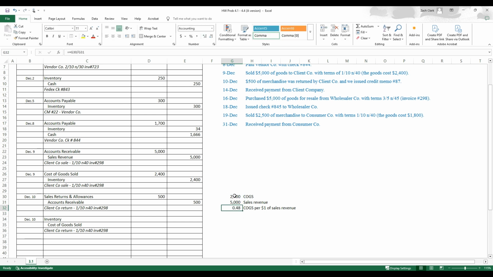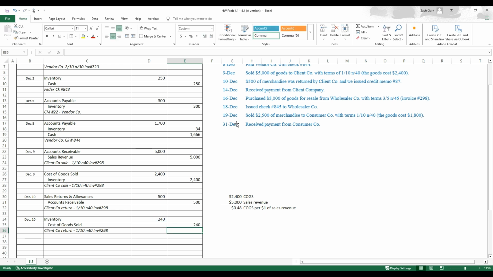A lot of times in these problems, you'll be told the actual amounts, etc., of COGS and whatnot. So maybe you won't have to calculate that every time, but we can do it here. And this is just an extra little challenge for us in this problem. So if we know that for every dollar of sales revenue, we're getting 48 cents of cost of goods sold, then if we know we're having $500 of sales revenue returned or reversed, then the cost of goods sold associated with that is just going to be the 500 times 0.48 or $240.